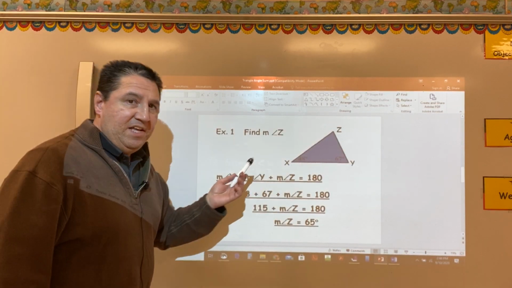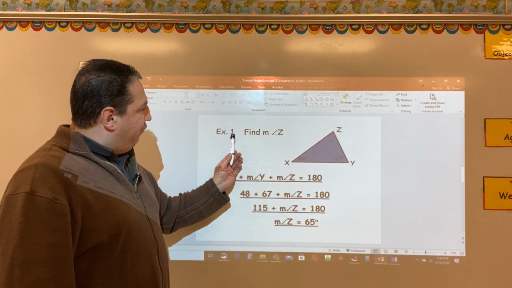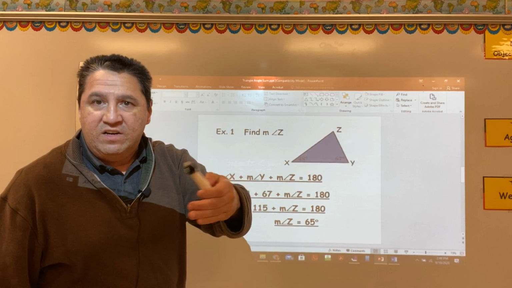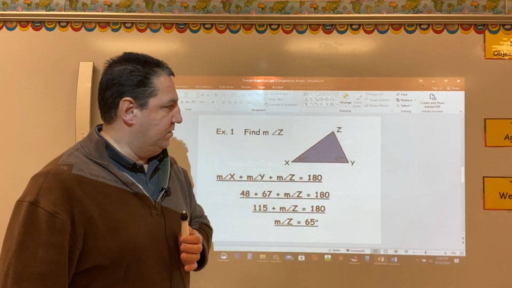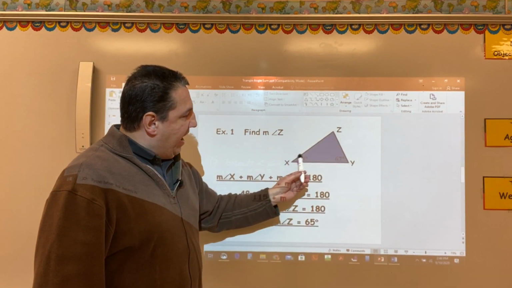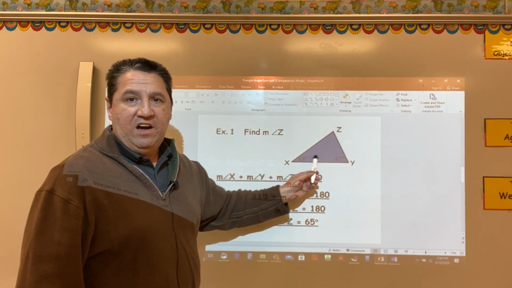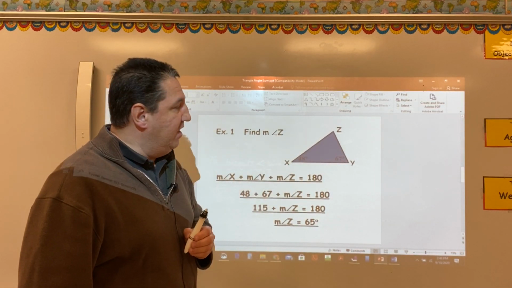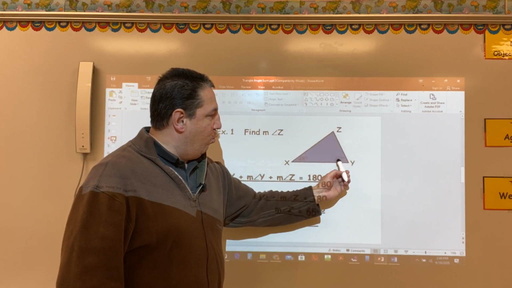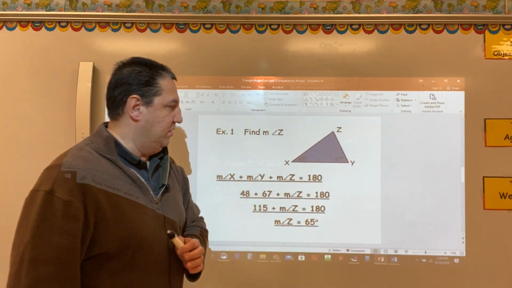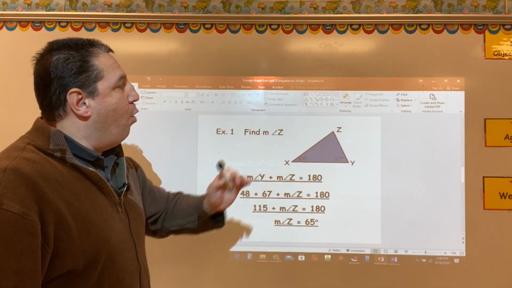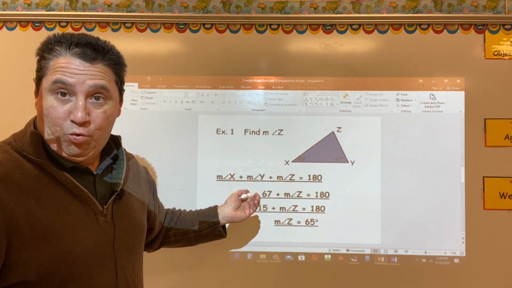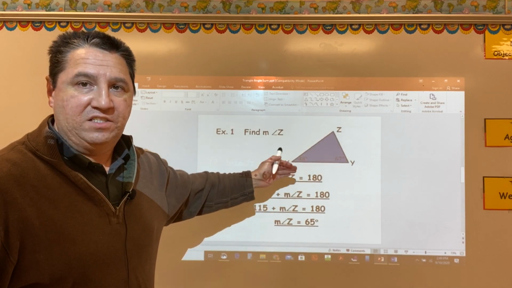Now, for example, in this problem, it says find the measure of angle Z. Angle Z is one of the interior angles. The other 2 angles, as we can see, are given. Angle X is 48 degrees. Angle Y equals 67. Now, how do we find the missing angle Z? We use the triangle angle sum theorem.